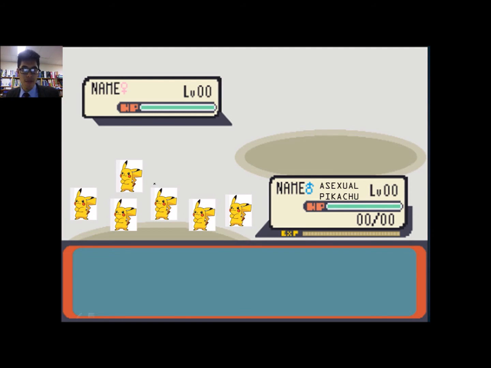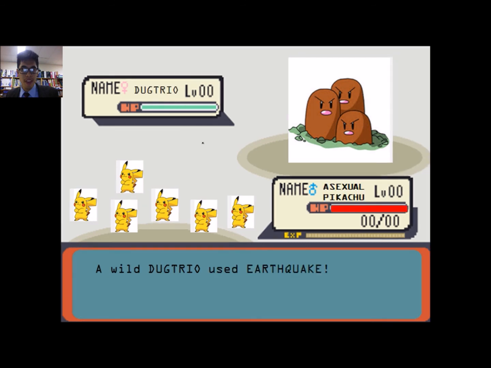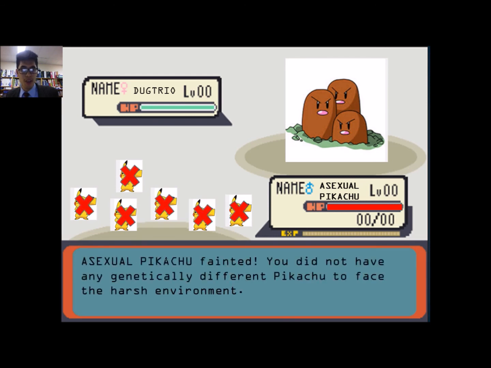Now what happens when a harsh environment comes along? So a wild Dugtrio appeared, and this is an example of a harsh environment. So Dugtrio uses earthquake, and unfortunately, because all the Pikachus are the same and they're genetically identical, they all faint. So the asexual Pikachu fainted. You did not have any genetically different Pikachu to face the harsh environment. So if Pikachu was bred sexually, meaning it had some genetic variation, or it was different to its brothers and sisters, then it might have been able to survive.